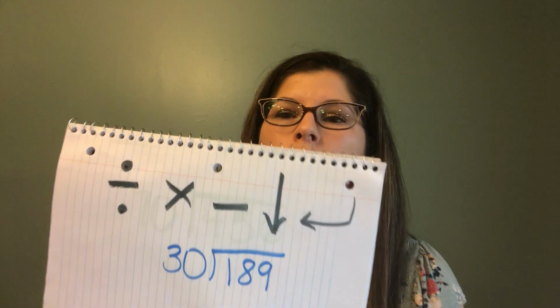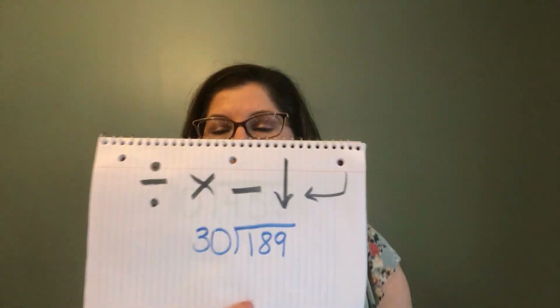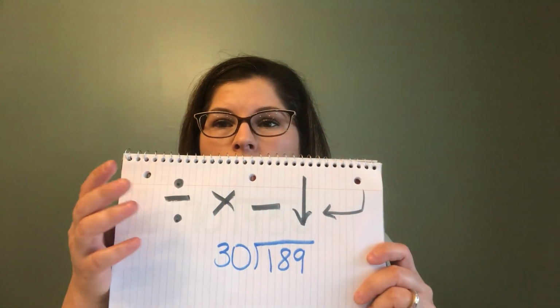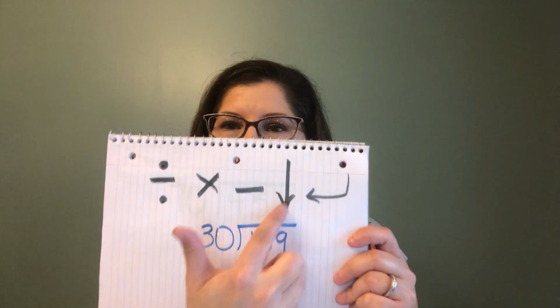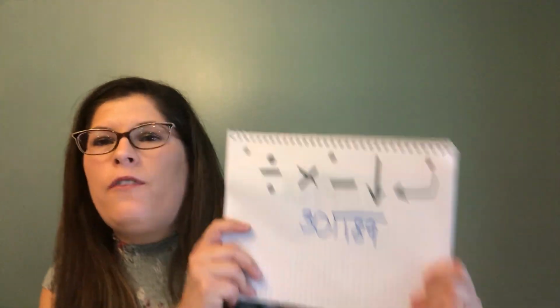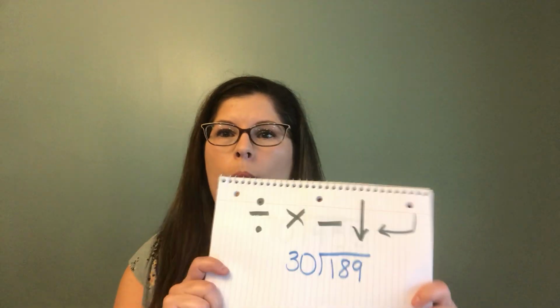Page 54. I've never actually taught you this, so you do not need to do it, but I'm going to show you how to do it, okay? This is basically a 2-digit divisor into a 3-digit dividend. So we know what we need to do. We need to divide, multiply, and subtract. Bring it on down and bring it on back.